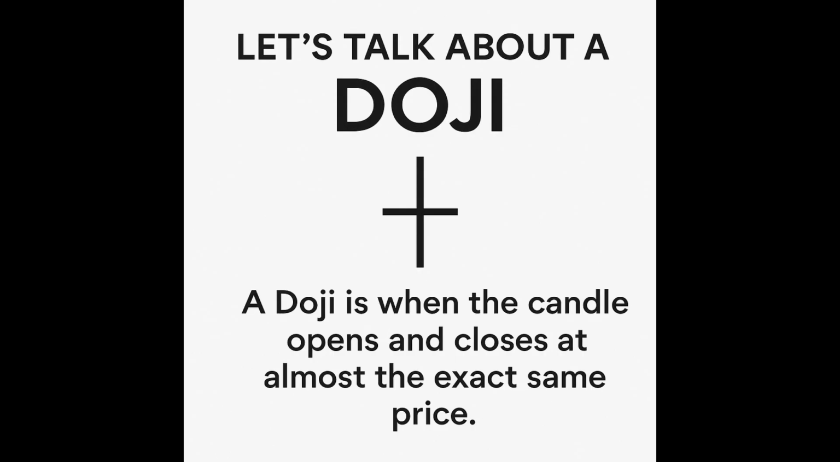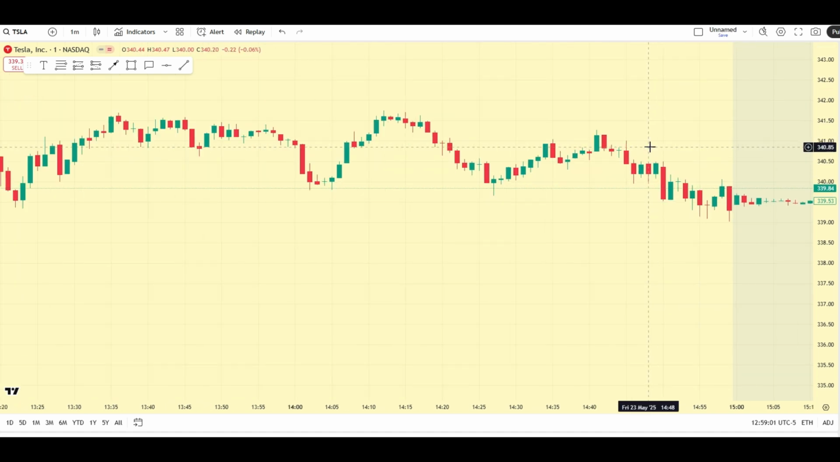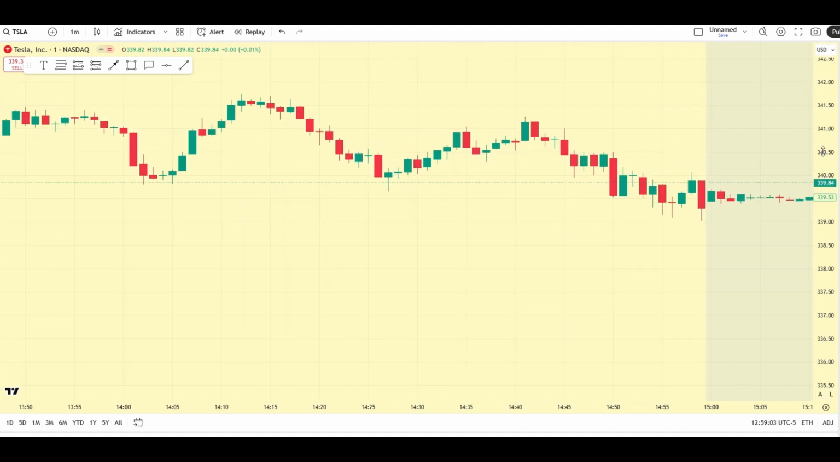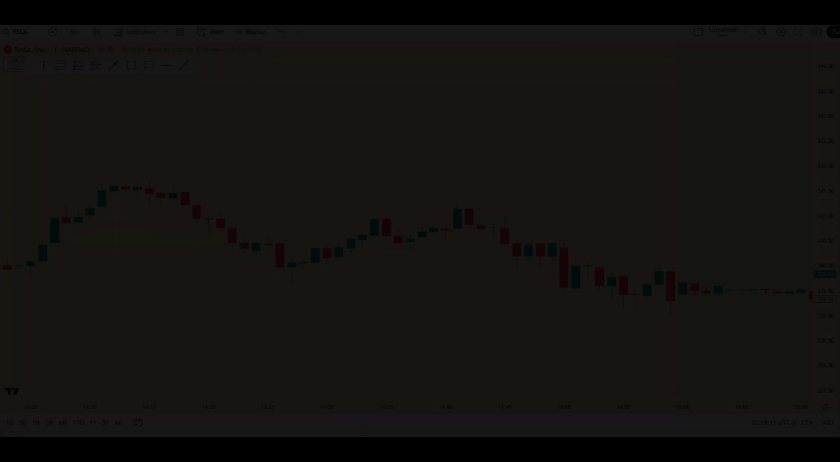Let's talk about a doji. A doji is when the candle opens and closes at almost the exact same price. That happens when buyers and sellers are meeting at the same price. Neither side is winning. It signals indecision. When you see a doji, watch the next candle. If it breaks upward, that's a potential bullish move. If it breaks down, it could be bearish.